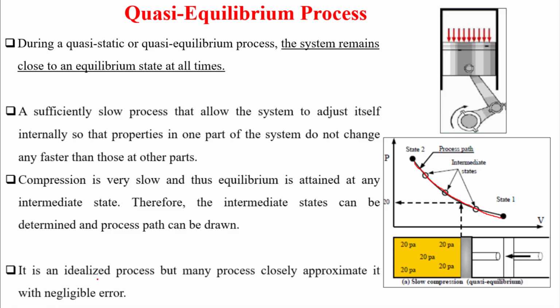It is an idealized process. It is not a real process. It is an ideal process. So whenever we hear quasi-equilibrium, it means we have an ideal process. But many processes closely approximate it with negligible error. So even in actual processes, we can approximately approach this line, even if it is far.